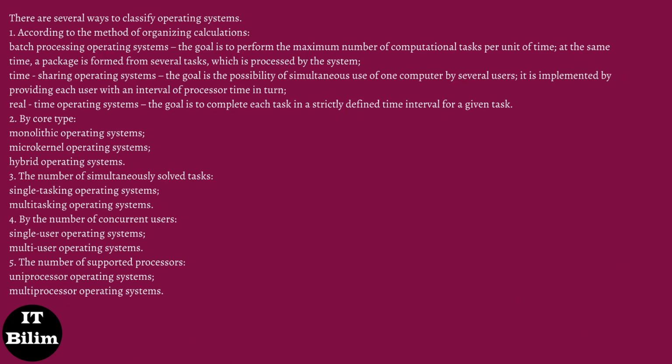2. By core type. Monolithic operating systems. Microkernel operating systems. Hybrid operating systems. 3. The number of simultaneously solved tasks. Single-tasking operating systems. Multitasking operating systems. 4. By the number of concurrent users. Single-user operating systems. Multi-user operating systems. 5. The number of supported processors. Uniprocessor operating systems. Multiprocessor operating systems.